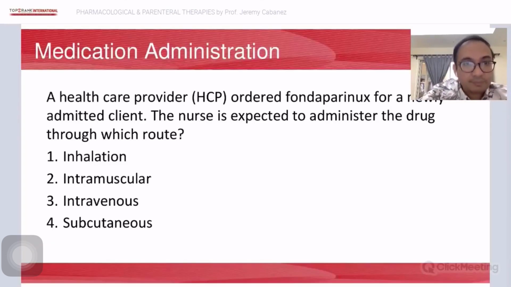Next, let's talk about medication administration. Okay, moving forward, medication administration. A healthcare provider ordered fondaparinux for a newly admitted client.